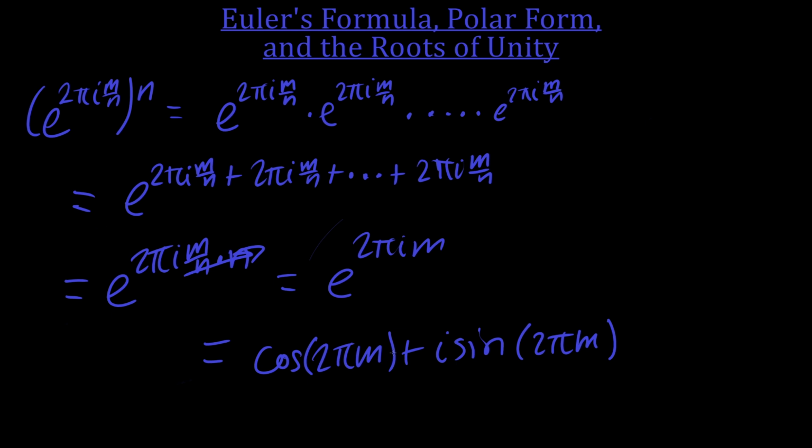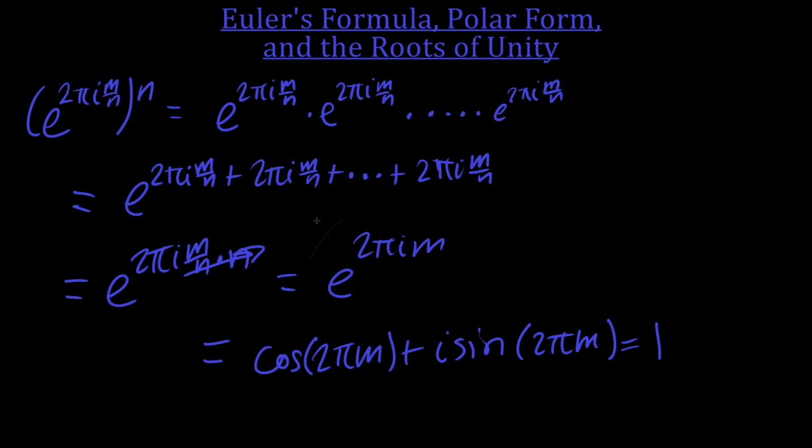So let's substitute 1 in for m and see what we get. Substituting 1 in for m, we get cosine of 2 pi, which is 1, plus i sine of 2 pi, which is 0. So we have 1 plus 0, which is 1. So we have shown that numbers of the form e to the power 2 pi i m over n to the nth power, where m and n are both integers and n is greater than 0, always equal 1, regardless of the values of m and n.